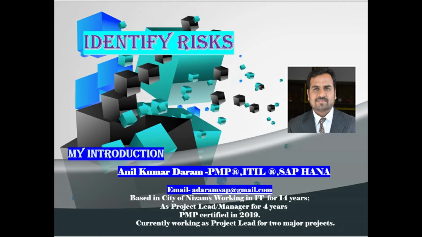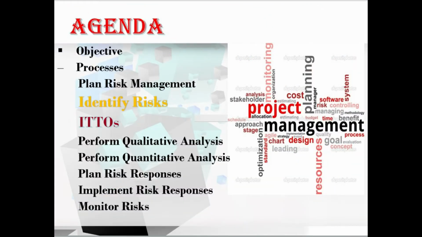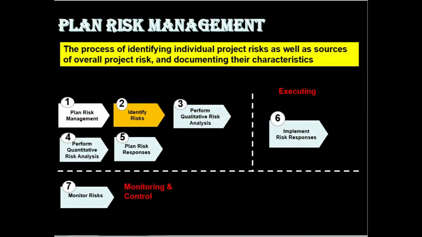Let's quickly move to our agenda for this session. We are going to discuss what the Identify Risks process is and its ITTOs, that is inputs, tools and techniques, and outputs. It is the second process in project risk management, and as per the PMBOK Guide it is defined as the process of identifying individual project risks as well as sources of overall project risk, and documenting their characteristics. Hope you understood the definition.